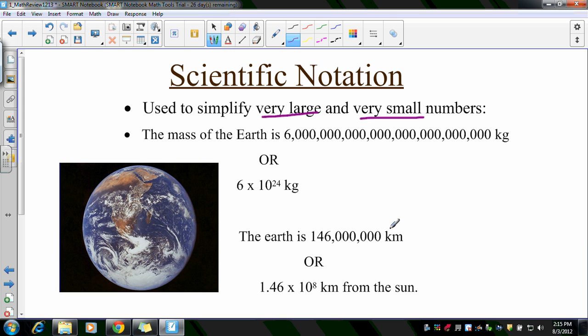So the same thing can happen if we're looking at the distance from the Earth to the Sun. We have 146 million kilometers. And again, that's a pretty large number to just keep writing out over and over again. So we simplify it to 1.46 times 10 to the 8th. So what we're going to do is see how to go between these two.